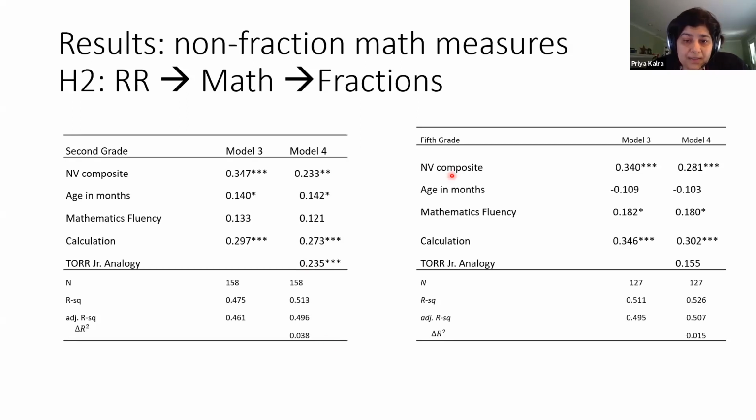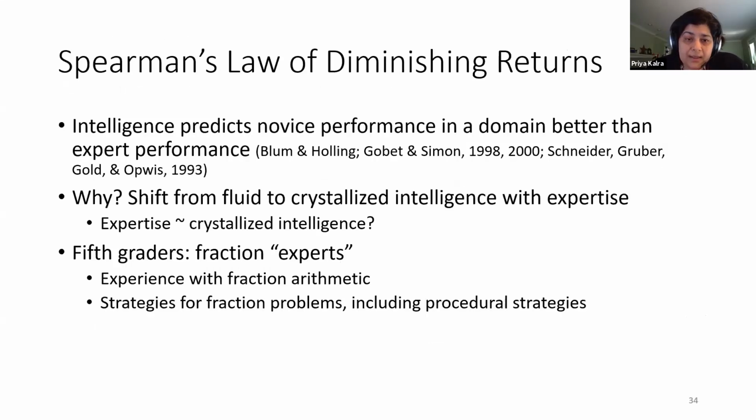For the fifth graders, not quite, which is also interesting. Why might this be the case? In fact, and I have to thank one of our reviewers for naming this concept, we kind of had a sense of it, but not a specific name. There's something called Spearman's Law of Diminishing Returns, or SLODR.